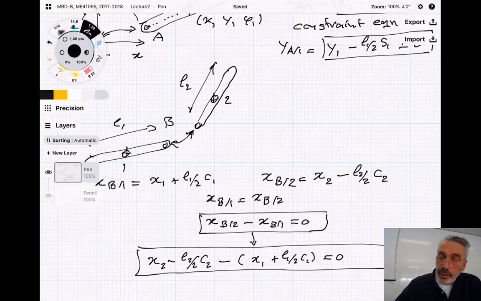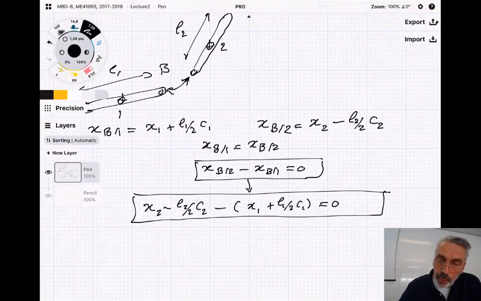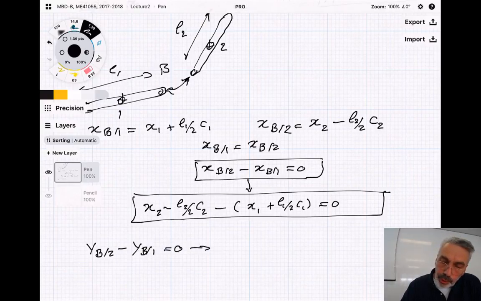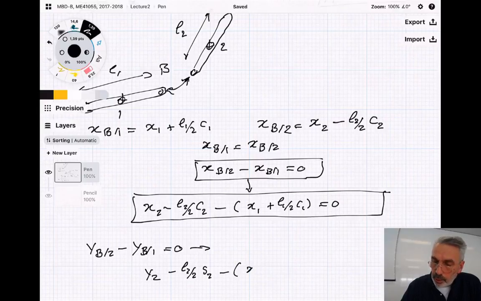And of course, finally, the same we can write down for the y direction. So y of point B from body 2 minus the y of point B from body 1 should be 0, or in other words, y2 minus L2 over 2 sine phi 2 minus y1 plus L1 over 2 sine phi 1 is 0.